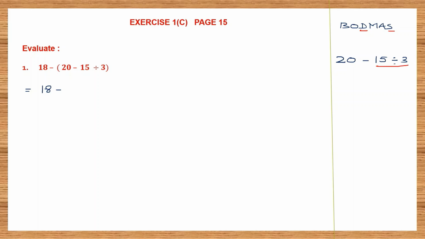So let's do that. I begin by writing 20 minus 15 divided by 3. 3 fives are 15, so I can write 5 here. Now 20 minus 5 is 15. So I have simplified what is within the brackets, and I've got 15. Now 18 minus 15, that's simple, is 3. So the answer to this question is 3.